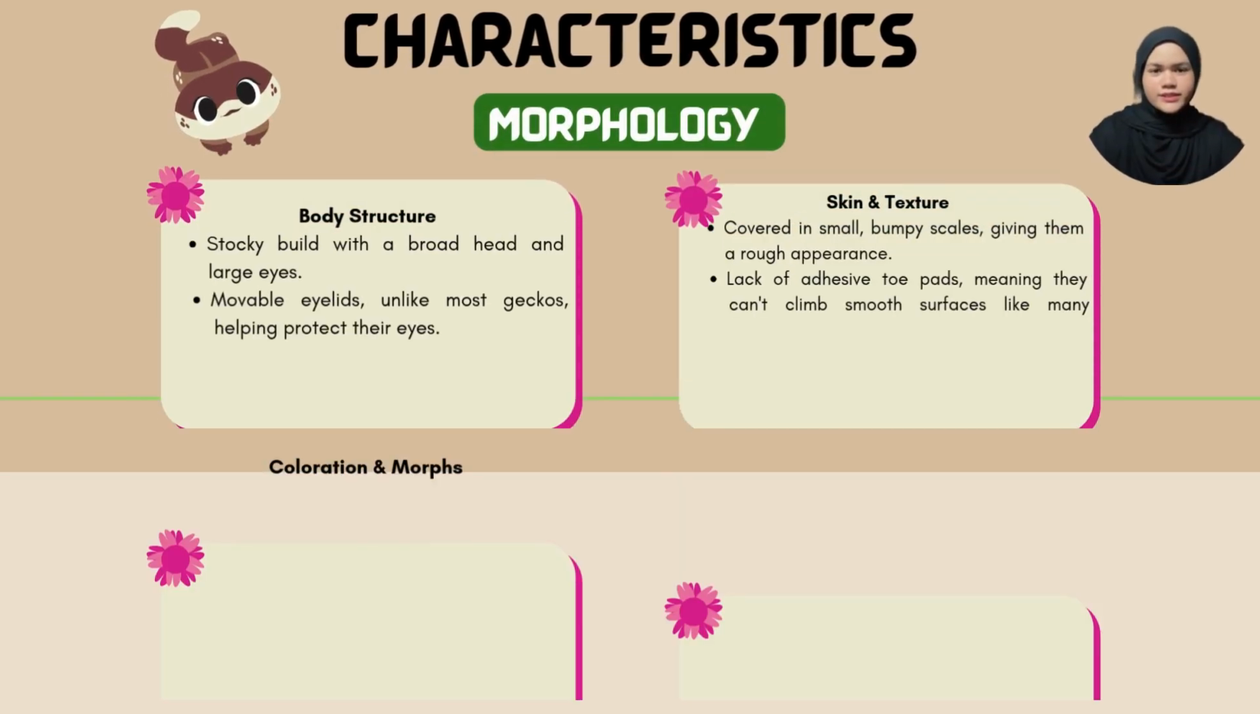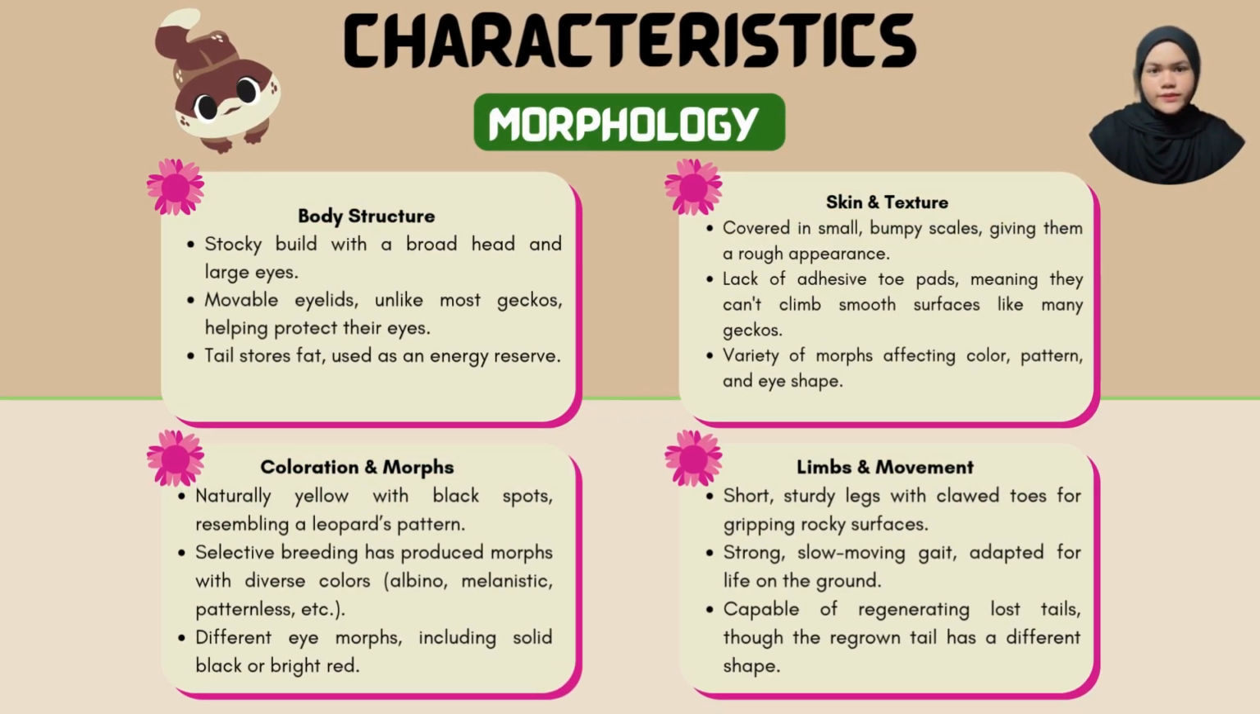The characteristics of leopard geckos. First, morphology. Their body structure has a stocky build with a broad head and large eyes. They have movable eyelids, unlike most geckos, helping protect their eyes. Their tail stores fat used as an energy reserve.